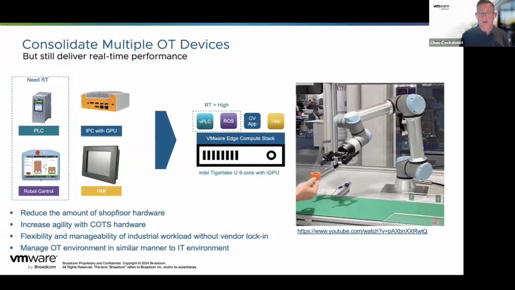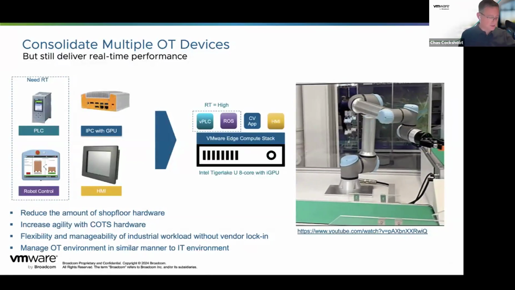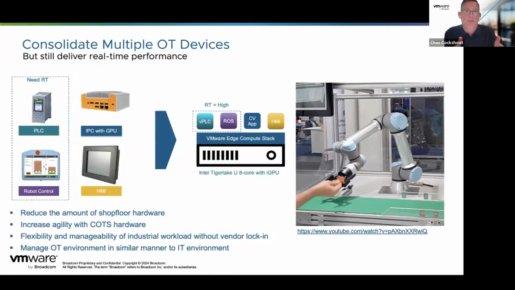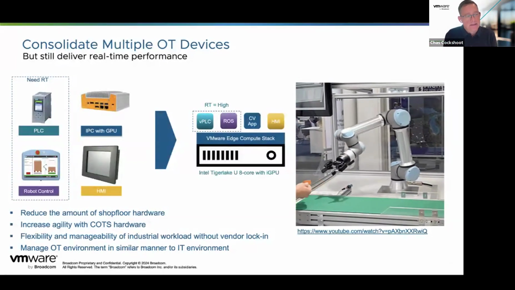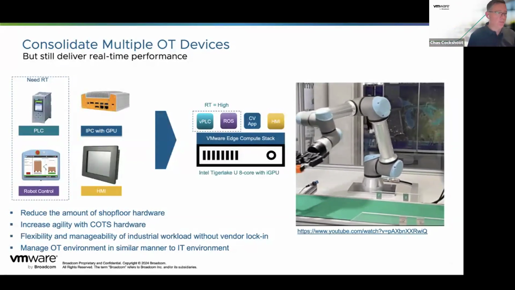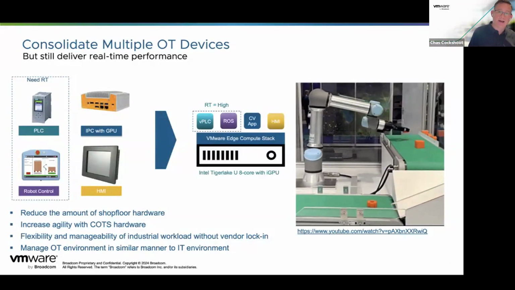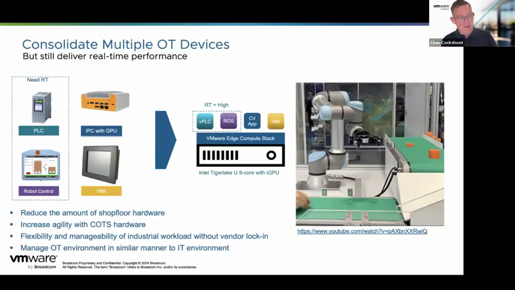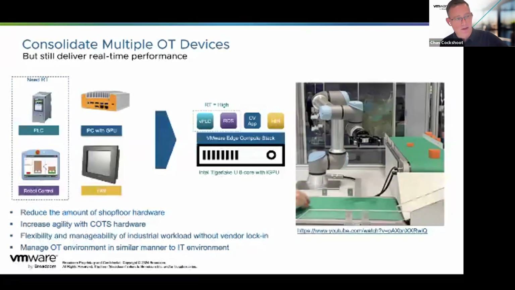So Intel Tiger Lake, for those of you who are into CPU families, 8 core with iGPU. So it's not a huge device. It's an industrial PC, a standard specification. And we have 2 real-time workloads running on there, programmable logical controller and the robot control. And then we have the video output, the HMI, and the inferencing with the GPU.